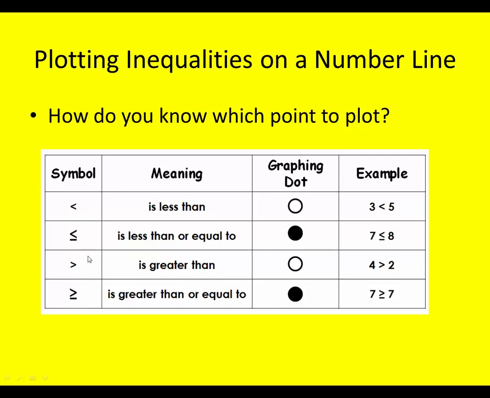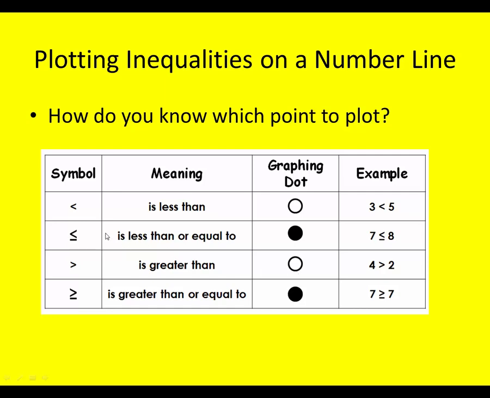You'll notice that the less than and the greater than signs have empty circles. So you will plot those as open circles. You will not fill them in like the less than or equal to or greater than or equal to. And the reason for that is because if it's just less than, it's meaning that it's not including the number that they're starting with. So if 3 is less than 5, they're not including the numbers that are in between those or that are higher than those.